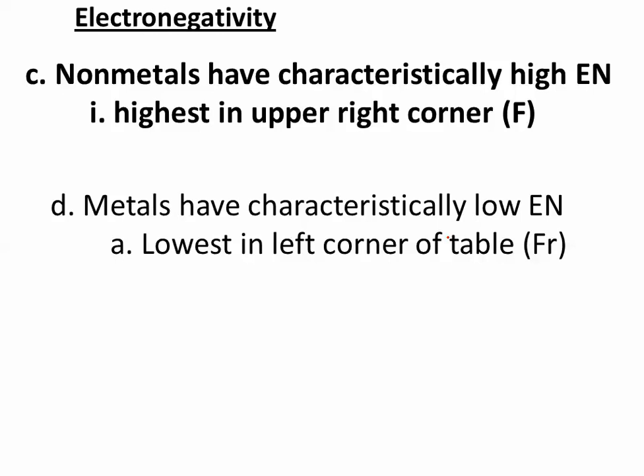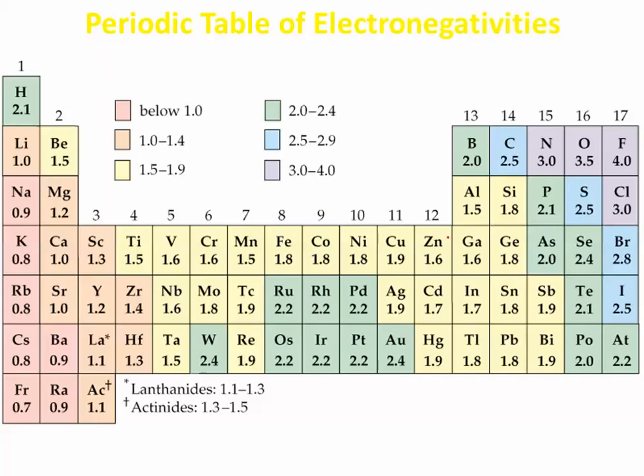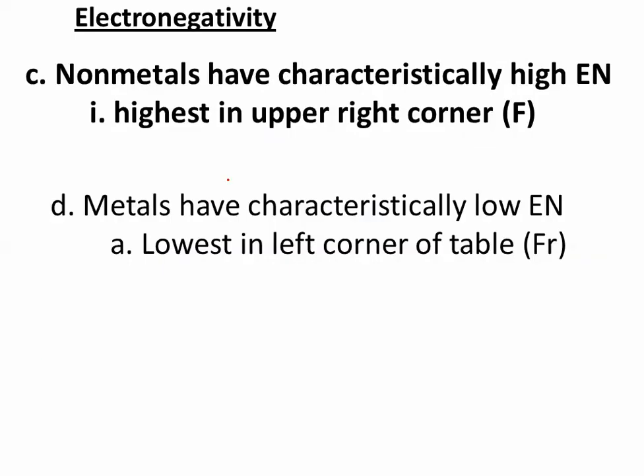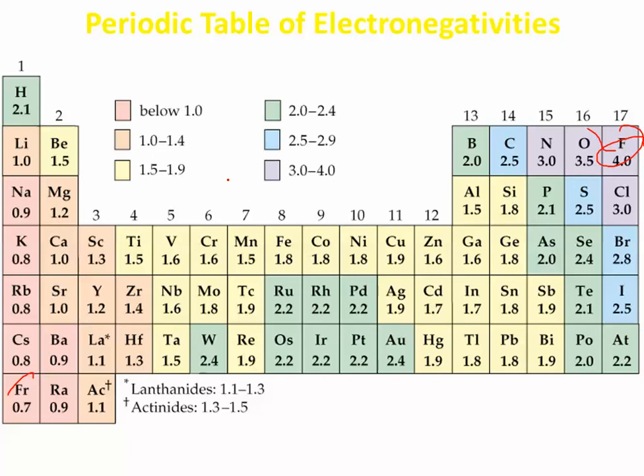And nonmetals generally have the highest electronegativities, like for instance, fluorine in the upper right corner has the highest electronegativity. Metals have low electronegativities, and francium in the opposite corner has the lowest electronegativity. And here's just a table you can look at that shows that. Up here we have fluorine with the highest electronegativity. Here we have francium with the lowest electronegativity.